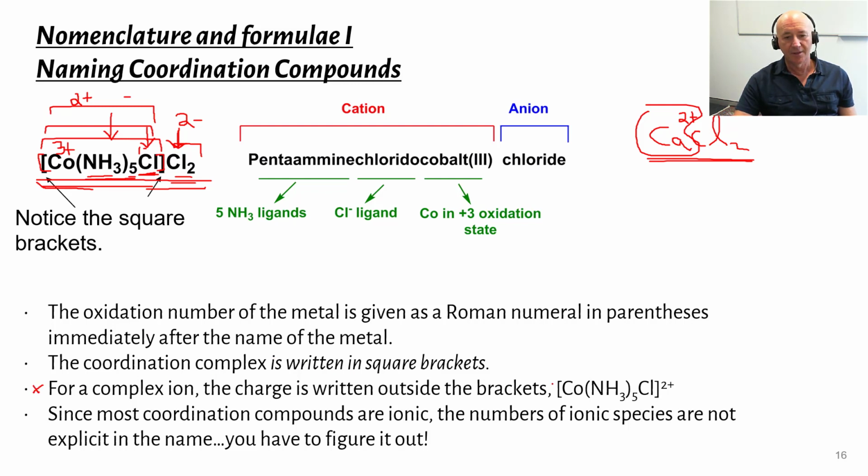For a complex ion, the charge is written outside the bracket. So when I'm writing the actual formula for the ion itself, of course, I have to write a charge on it. But when it's in the ionic form here with its counter ion, the charge isn't written. So that's equivalent to that convention with, say, calcium chloride. There's no charges written there. They're implied. You have to figure it out. Now, don't blame me. That's the way it is, right?